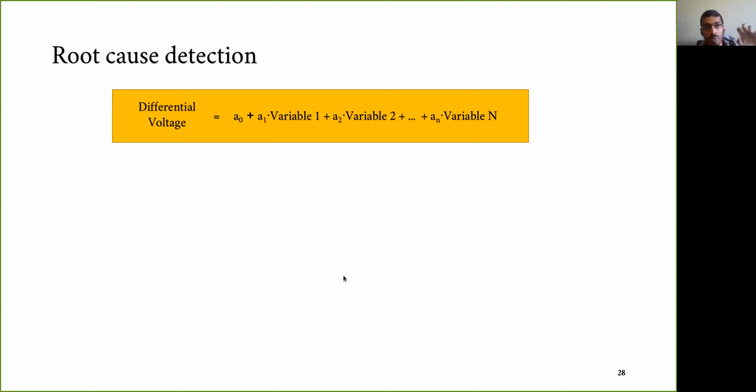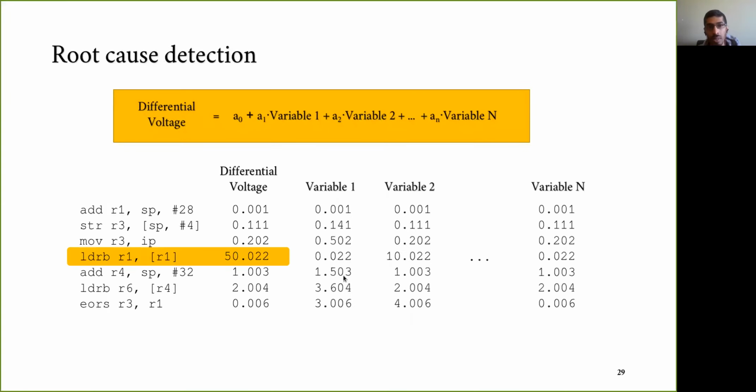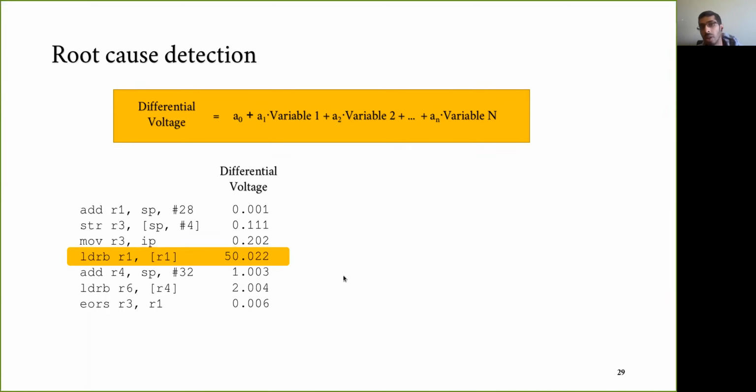This is the power model of Elmo. We have the differential voltage, that's what the emulation model emulates, and we have a set of variables, and a set of coefficients that are formulated with the variables. What we do is we calculate t values for each variable independently. Before, you only looked at the t values from the differential voltage, and said, hey, if this is high significance, then this point leaks.